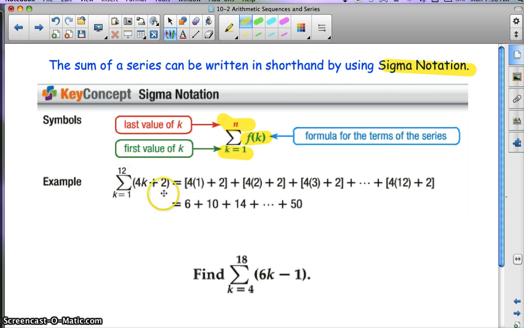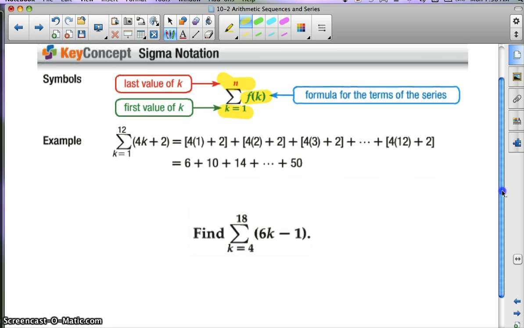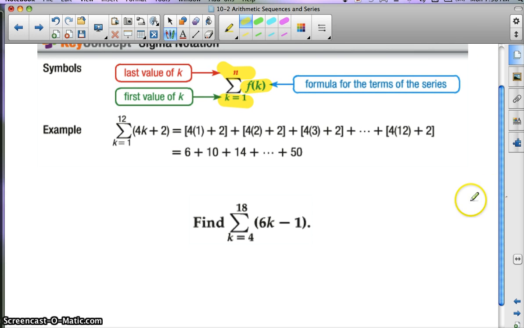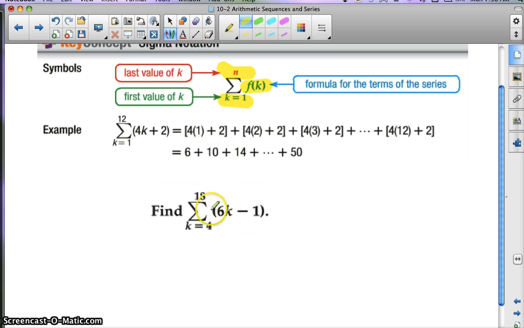So here's an example. We start with 1, and then we end with 12, plugging in. This is what we plug in, and this is the formula. So notice we're going to plug in 1, then 2, then 3, and we're going to keep going till we get 12. For this example here, we want to find the sum.